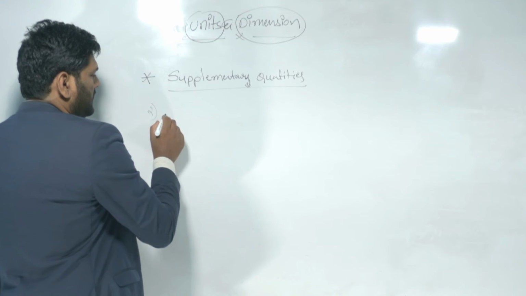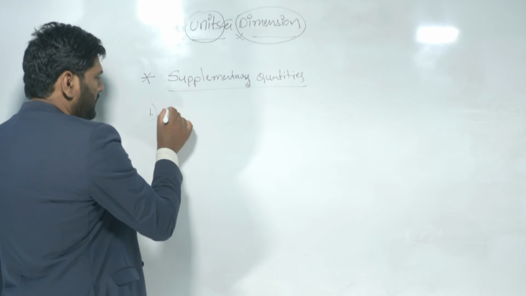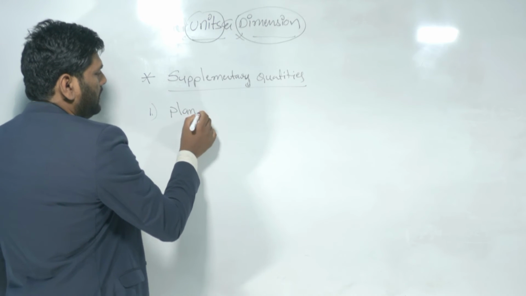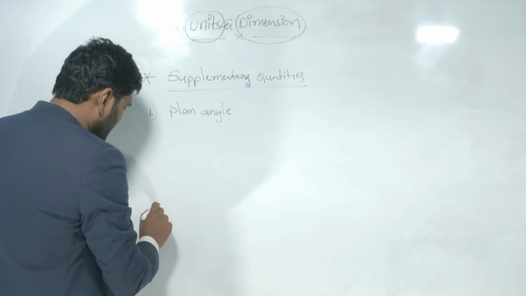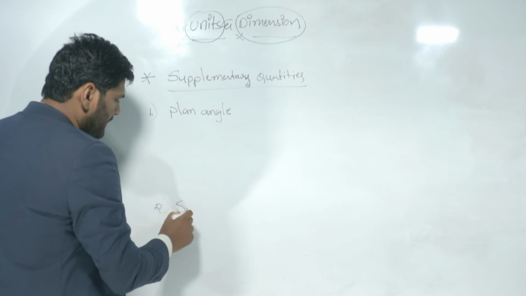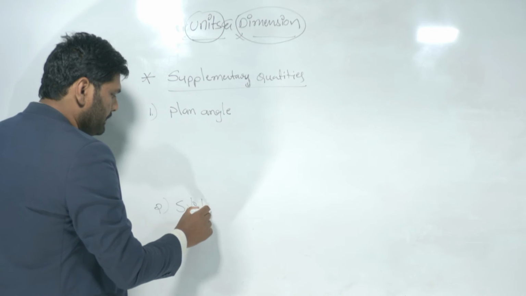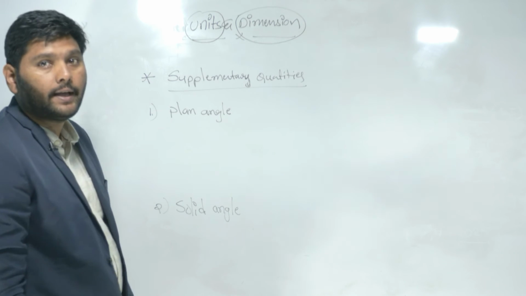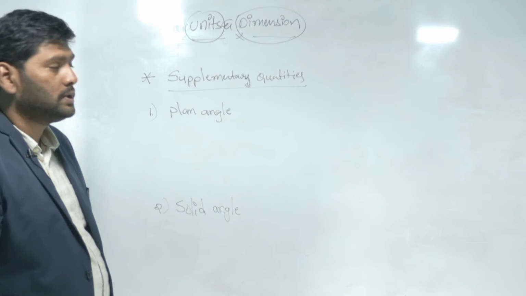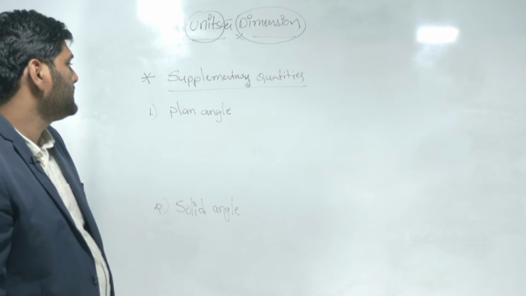The first one is plane angle, and the second one is solid angle. What is the second one? Solid angle. Solid angle and plane angle, these two are called supplementary quantities.